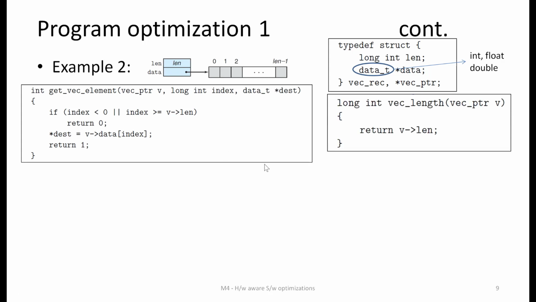Another utility function can be to get the vector length. It would accept the vector itself as an argument and it would return len, which is the length of the vector.